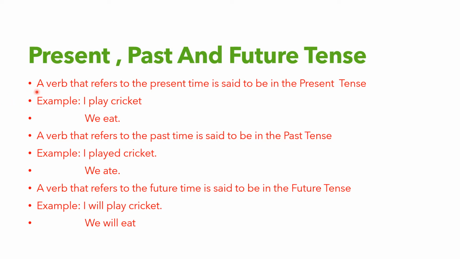So we have a verb that refers to the present time is said to be in the present tense. A verb that refers to the past time is said to be in the past tense. And a verb that refers to the future time is said to be in the future tense.